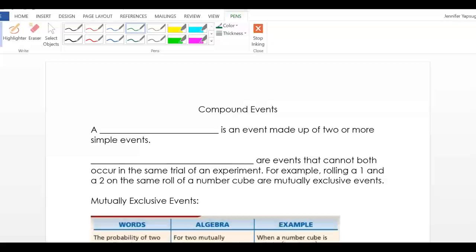So in compound events, the definition is, we can just fill in right here, a compound event is an event that's made up of two or more simple events. So that's the really important part, that it's two or more. And then we are going to look at specifically first something called mutually exclusive events.